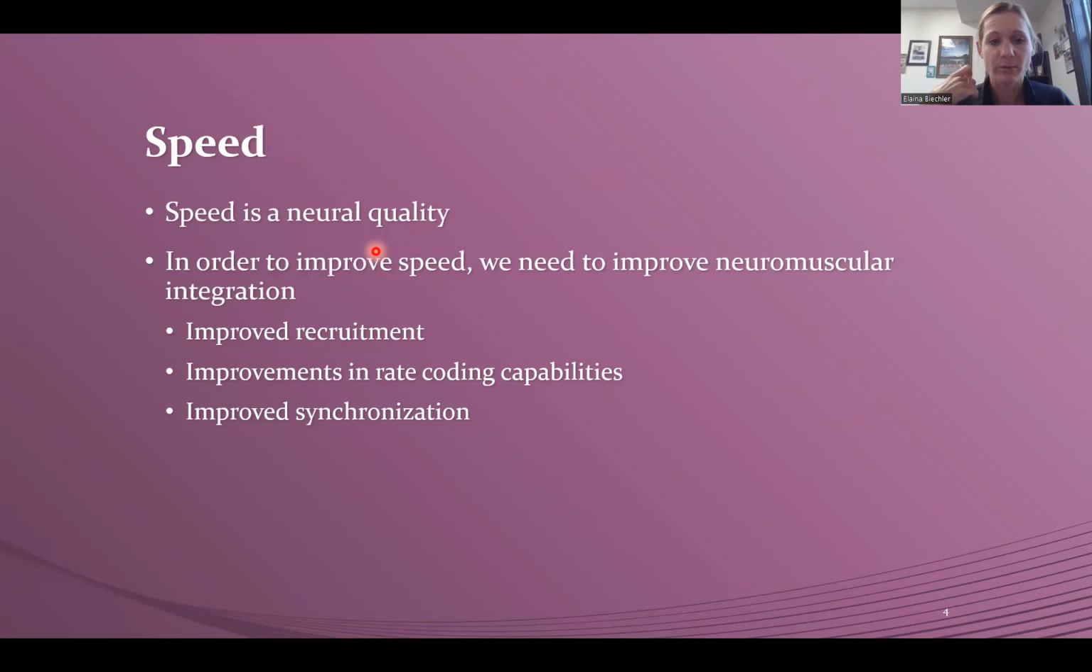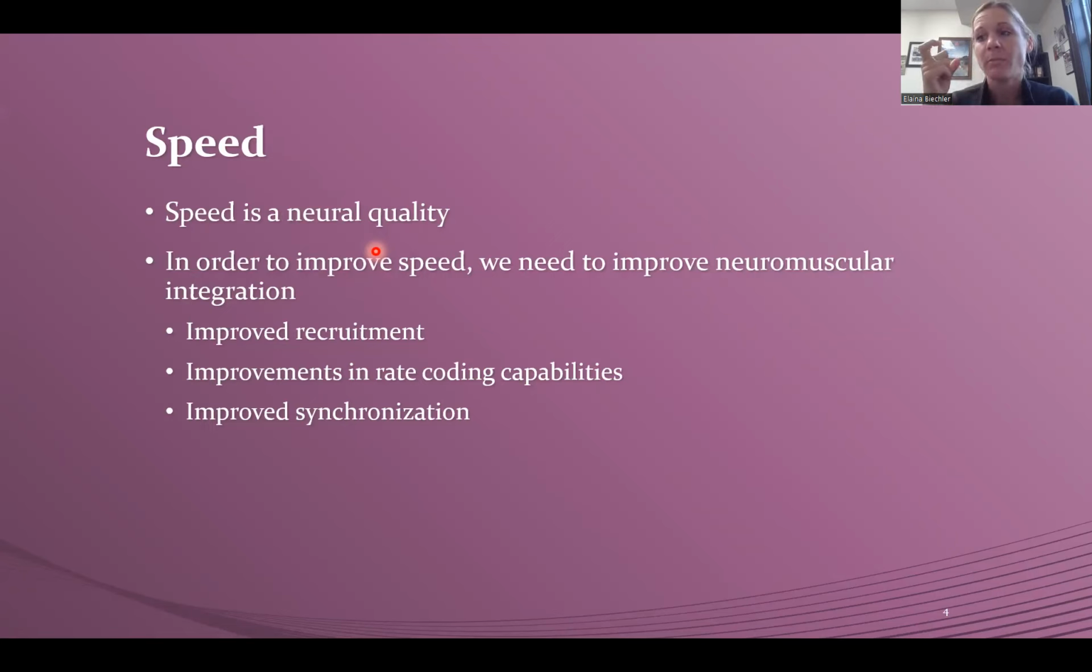Okay, so we're going to have improved recruitment of motor units, improvements in the rate coding capabilities, and improvement of the synchronization of the motor units that we're utilizing. So speed, strength, and plyometric training produce many neural adaptations. So again, we're asking the nervous system to adapt to all sorts of different stimuli. Strength training can enhance what's known as our neural drive. And this is the rate and amplitude of impulses sent to a target muscle.